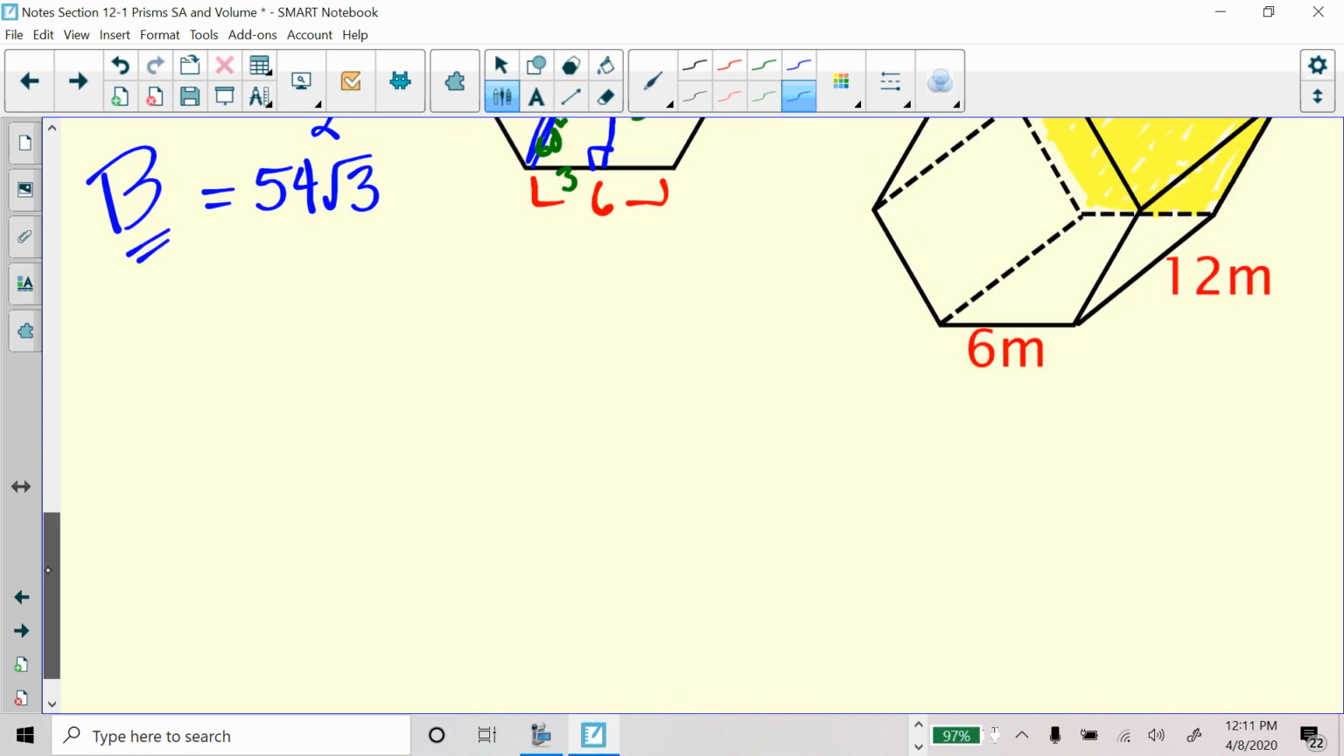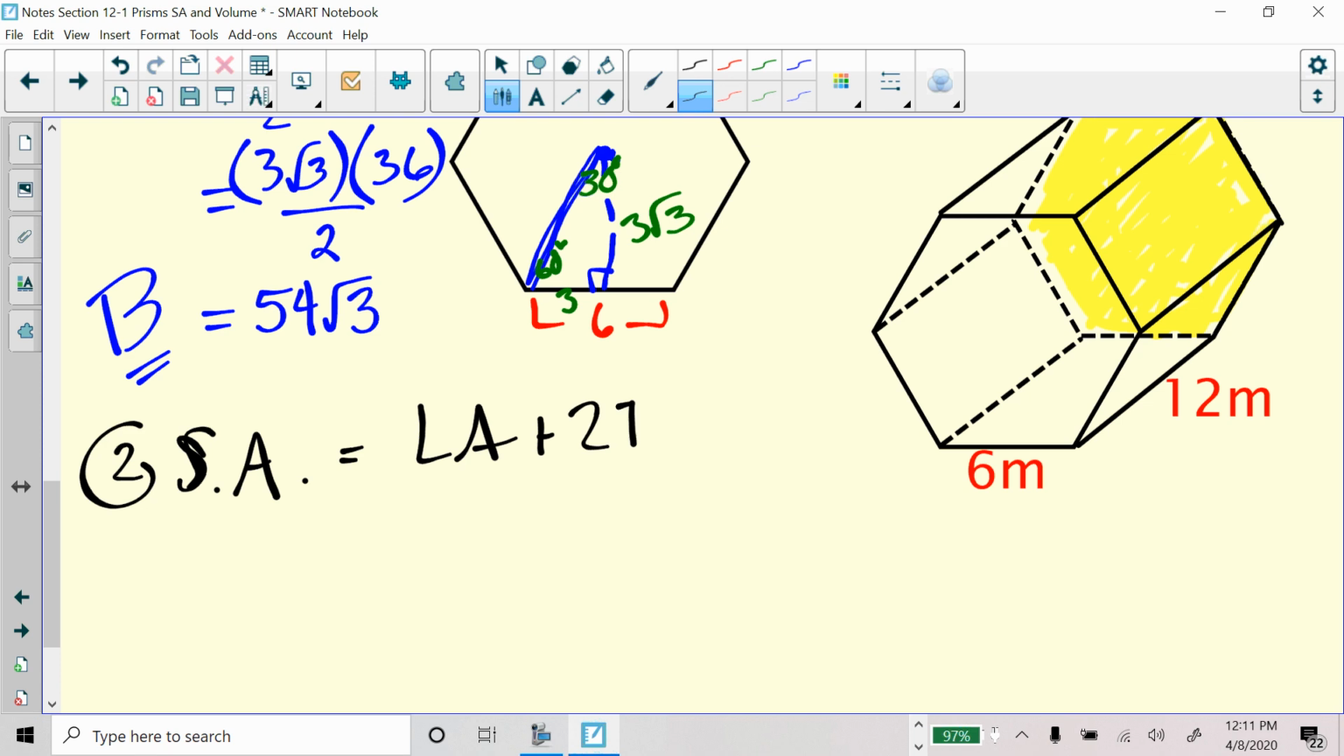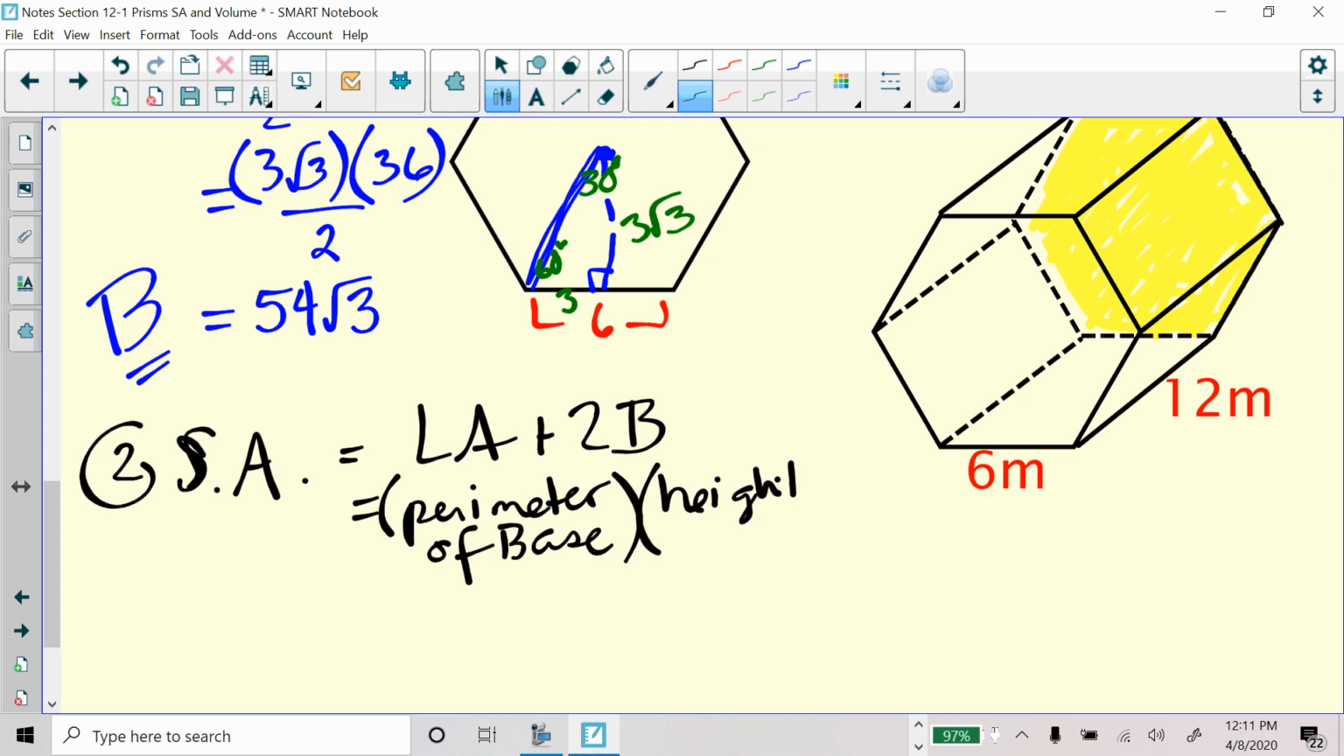Okay. So now let's talk about the surface area. For the surface area, this is the next thing we're going to do. That would be the lateral area plus 2 times the area of the base. Remember that that means perimeter of the base shape times the height of the prism plus 2 times area of the base. And we know what that is already.